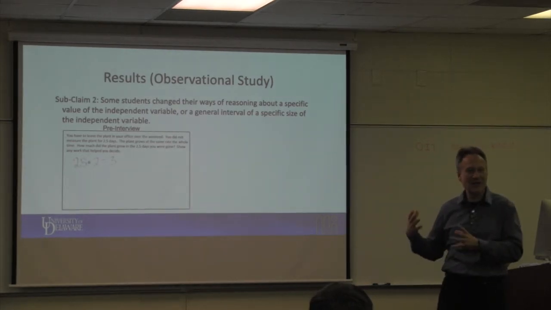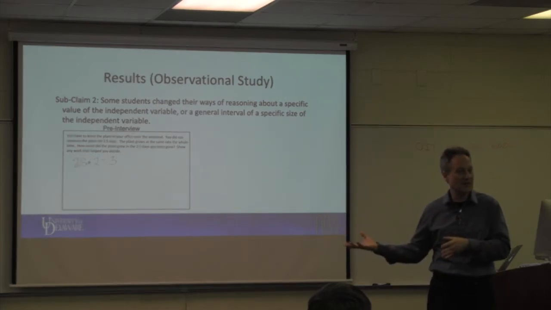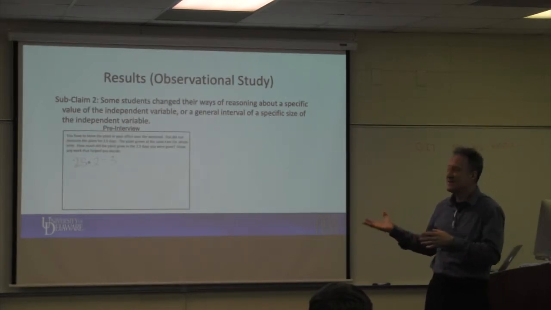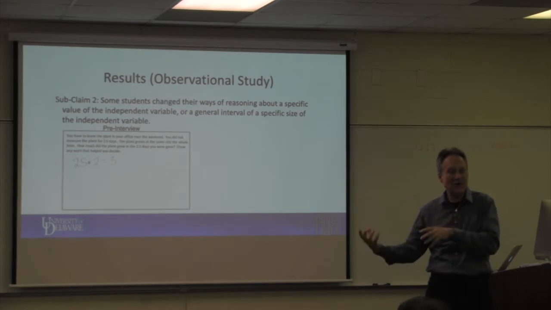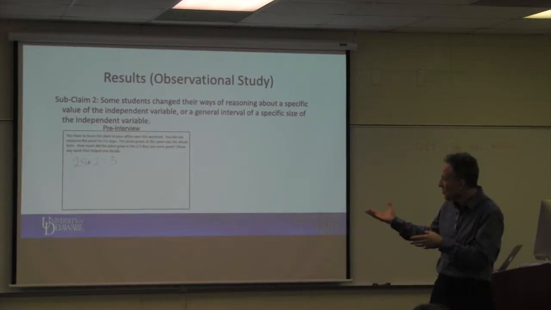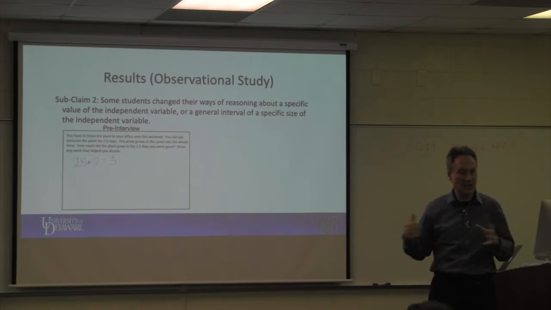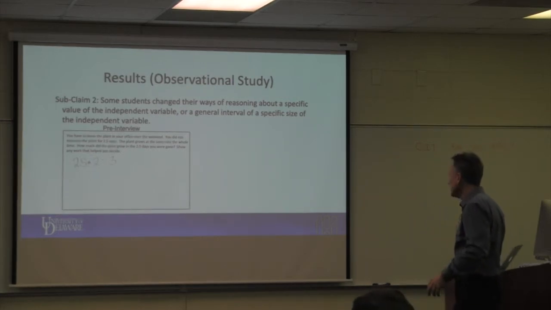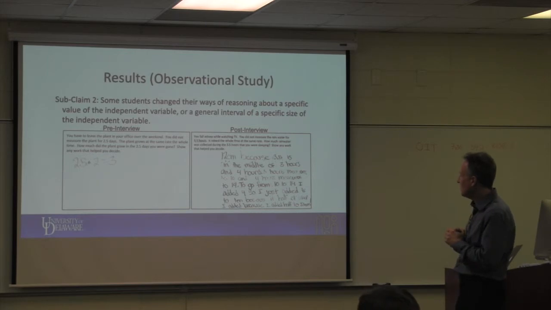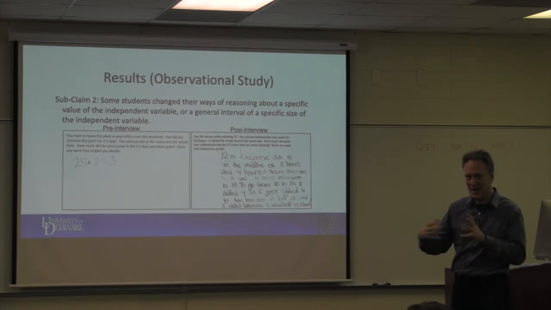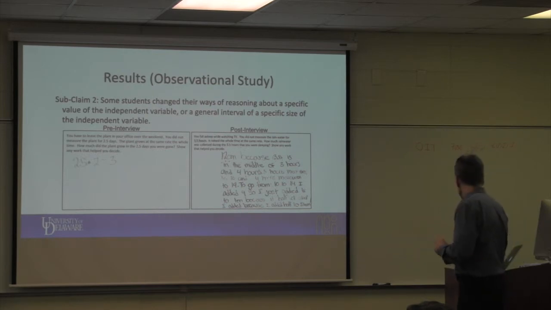But their answer is a general result. So it's basically over any 2.5 day interval, the plant should grow 5 centimeters or 5 inches. They have 3 there, but this is representing over a general interval. Versus in the post-interview, the student did things a little differently. This is for the rainwater. They have to find how much rainwater in 3.5 hours. And we can just focus on this part here.